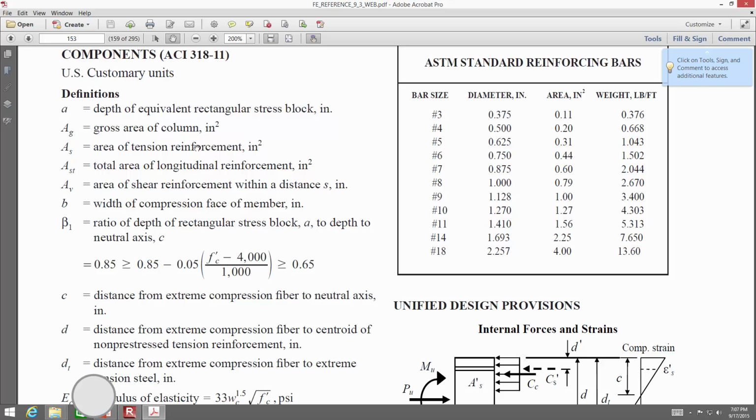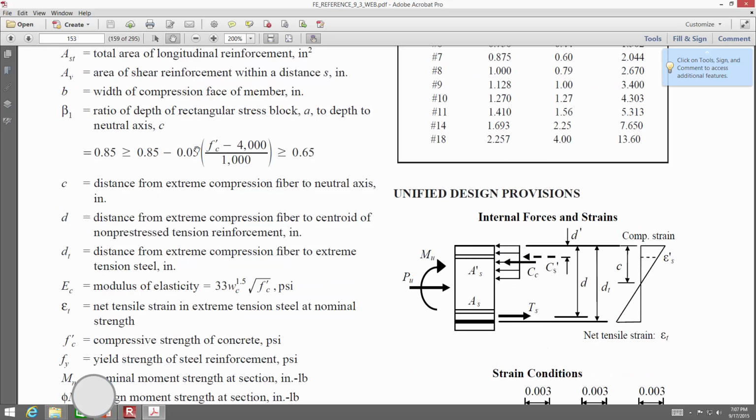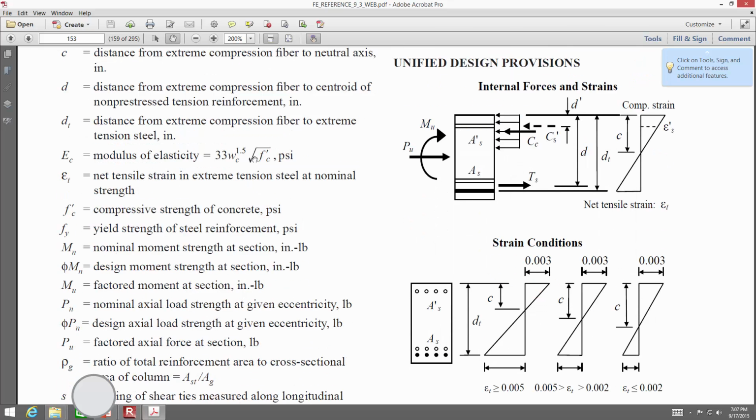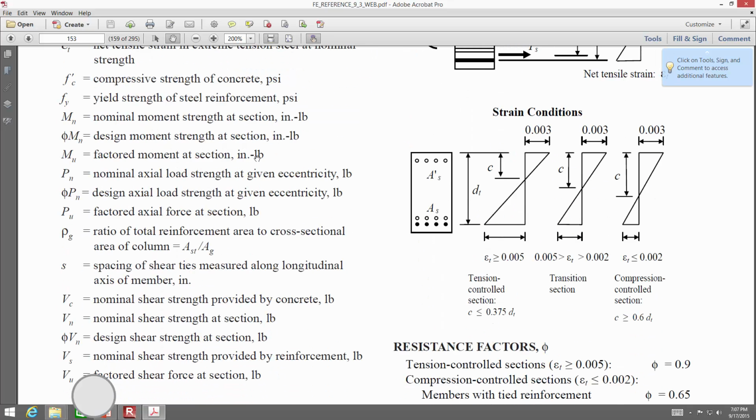Let's see. Our fundamental relationships for stress and strain for 0.85 f'c and for the computation of factored moments and whatnot. Our strain conditions, although more often than not, we're going to have a strain condition that's tension controlled. So remember, our phi value is most likely going to be 0.9. Very rarely do you have a phi value that's less than 0.9.